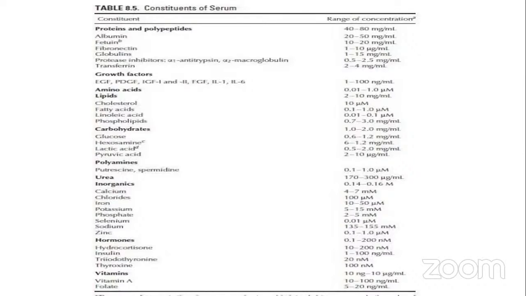Amino acids, lipids, carbohydrates, polyamines, urea, hormones, vitamins. So in what concentration you have to use all of this is there in this table.